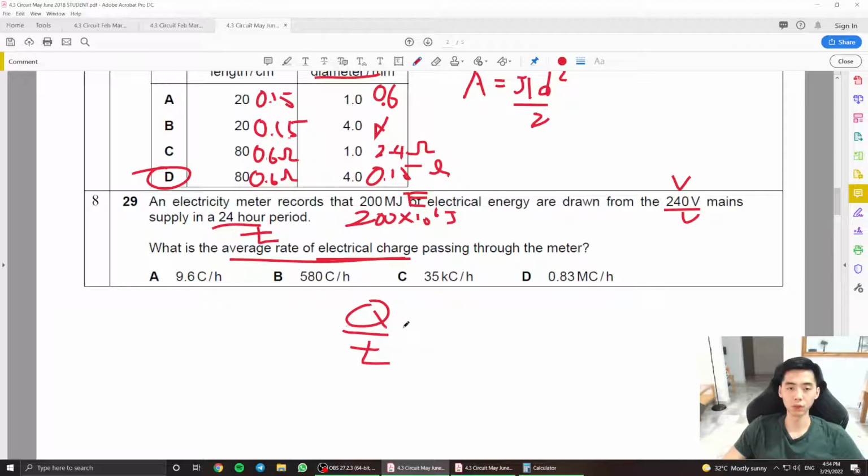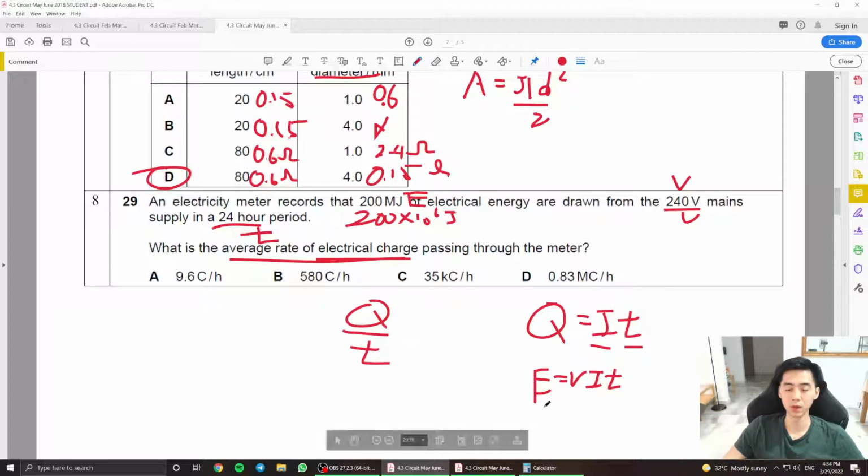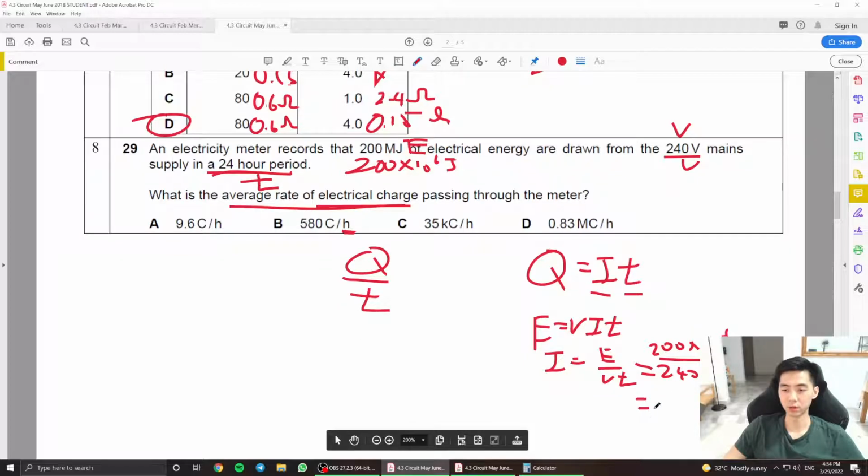In order to find Q over T, first if I want to find Q, Q's formula is IT. From here, I only have T, I don't have I. So I have to use the E equals VIT formula. I would have I equals E over VT. In this case it will be 200 times 10 to the power of 6 divided by 240 times 24. The reason I don't change this into seconds is because the answer is in hours, so it doesn't really matter.